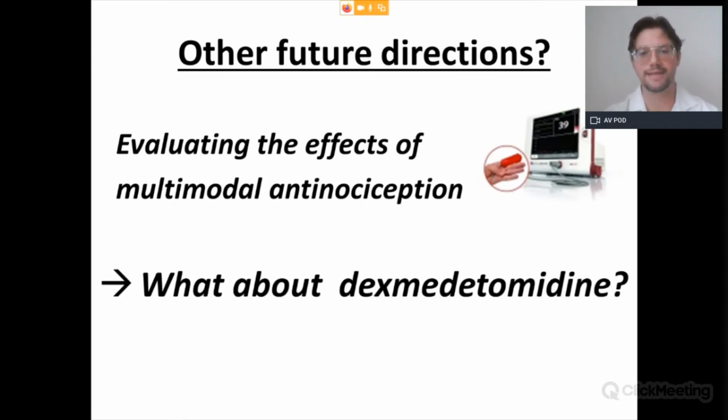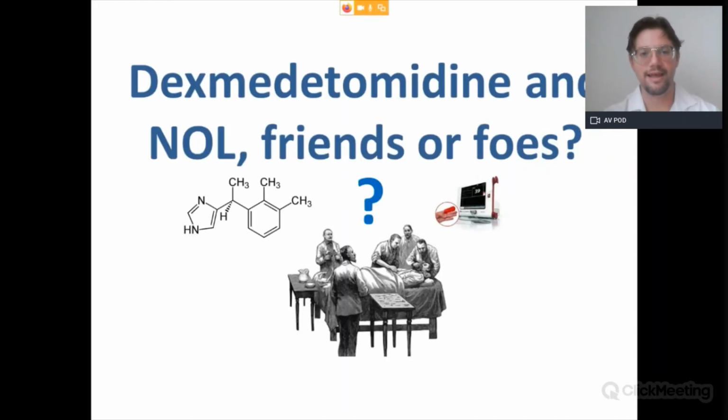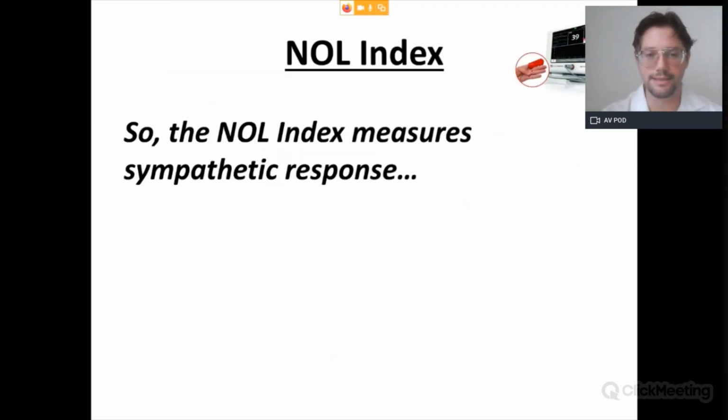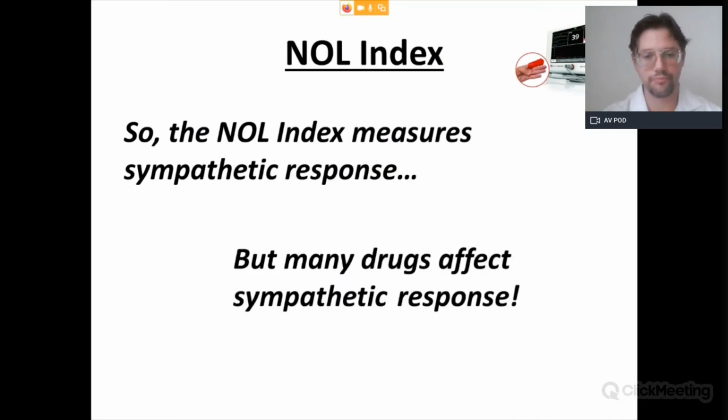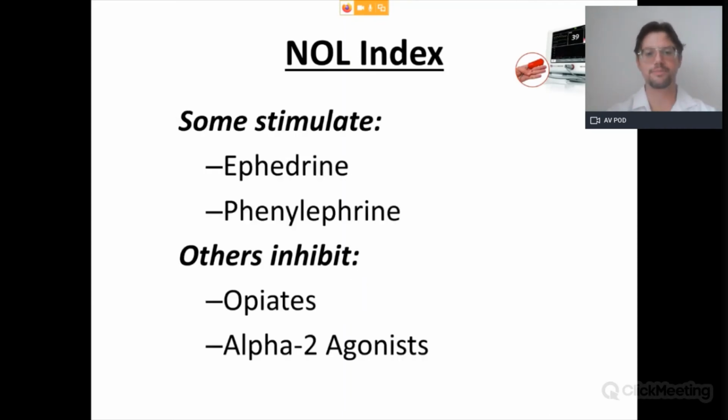Let's talk about dexmedetomidine. Is dexmedetomidine a friend or a foe of the NOL? Well, to answer this question, we need to go back to the basics. The NOL index measures sympathetic response, right? But many drugs affect sympathetic response. Some stimulate it, such as ephedrine or phenylephrine. Others inhibit it, such as opiates and alpha-2 agonists.